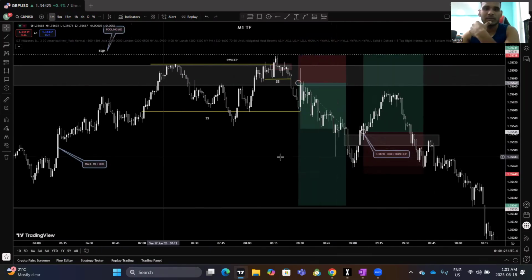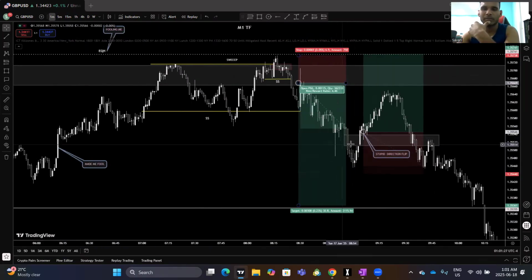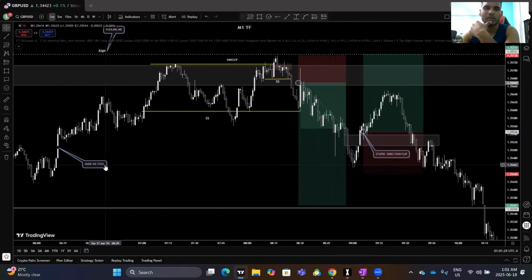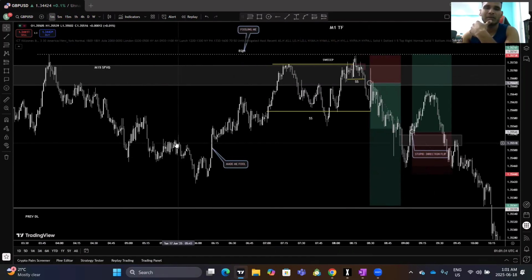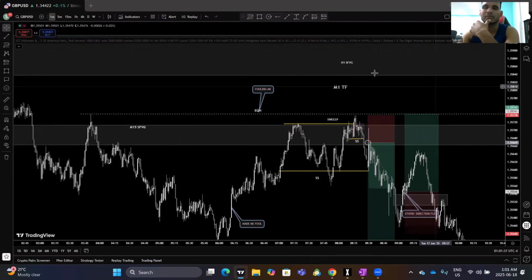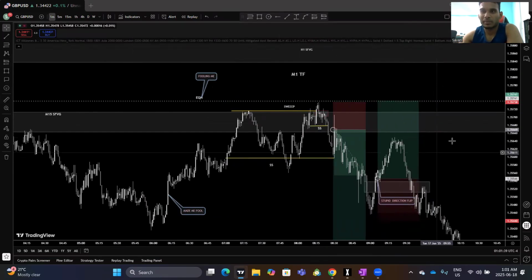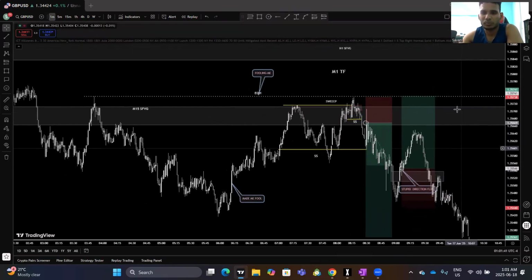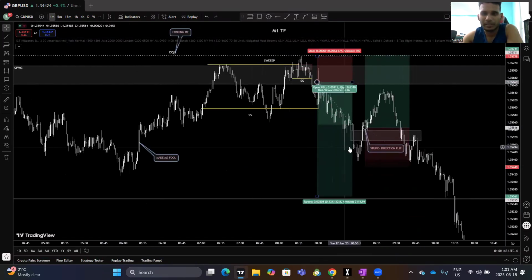So once the price entered this fair value gap, it's kind of flipping the recently formed one. Once it flipped, I was very confident with this structure shift with this displacement. I expect the price to reach at least the H1 sellers value, which remains unfilled. So I expected that price action, and I executed the buy entry here.